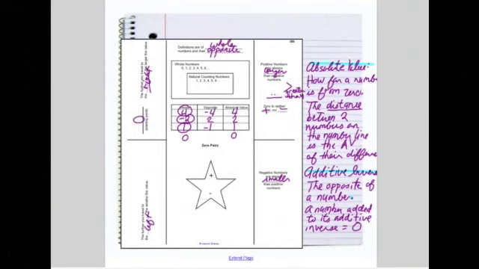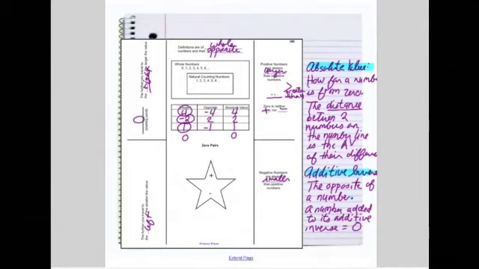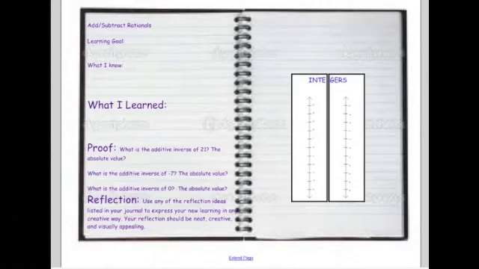So as you look at your notes, you should have completed these two thorough definitions in addition to all the work on your interactive foldable. In my notes, I did create a number line across the front of my foldable just to give it a little more information for me to work with, but that's definitely not necessary. Make sure that you're including your what I learned and the proof.